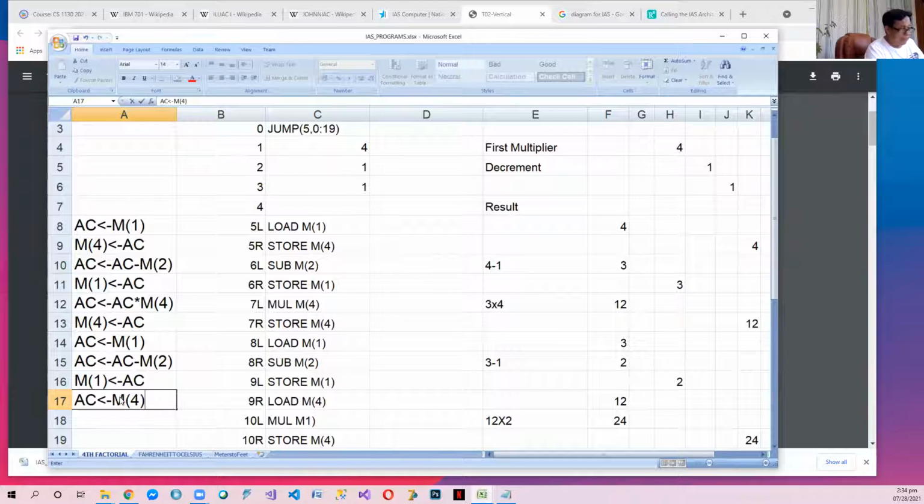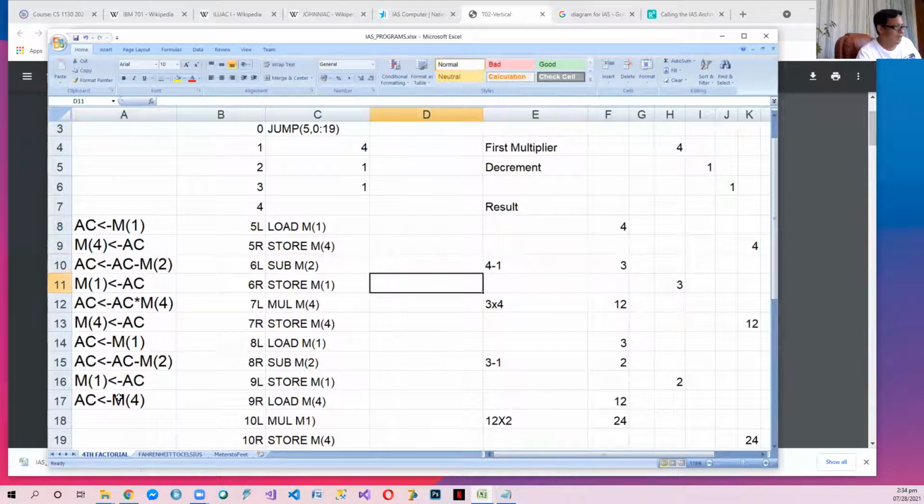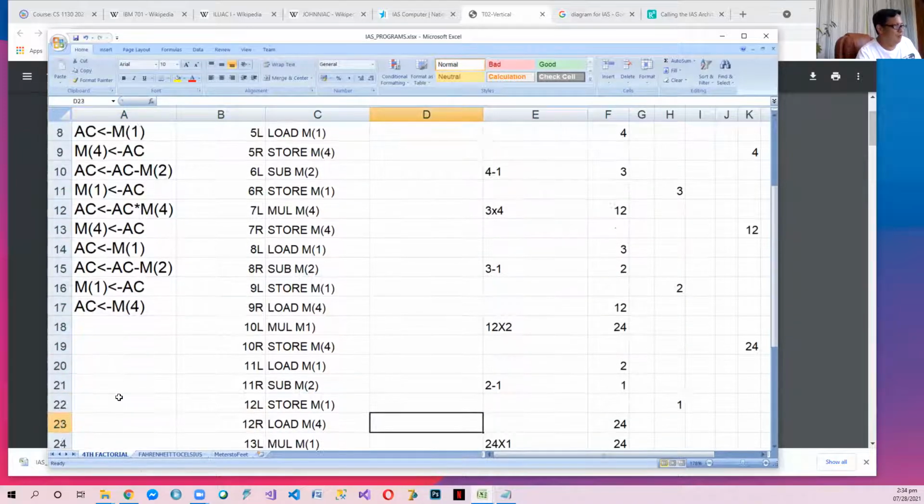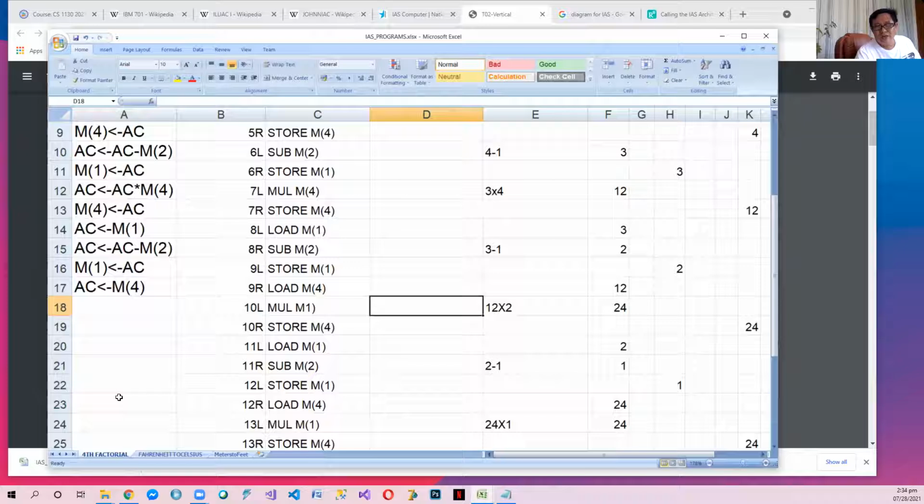So this is not repetitive anyway, no? Say AC receives M4. So AC becomes 12 because M4 is now 12, no? Do they follow? That's why we have to load AC, because here we don't have to load AC, as it was already loaded with M1, which is 4. Do you follow? I hope you follow. You ask a question if you don't know.